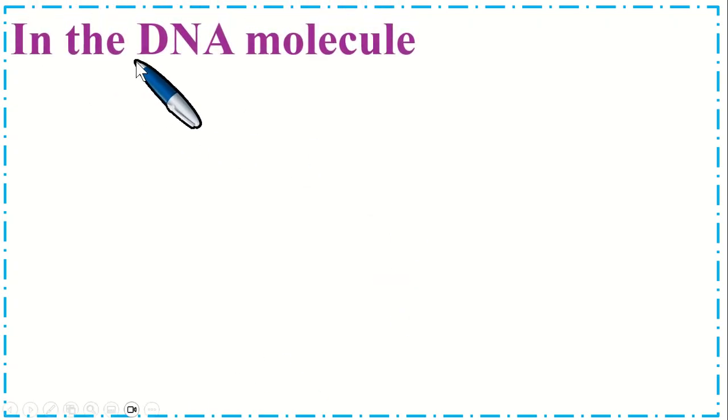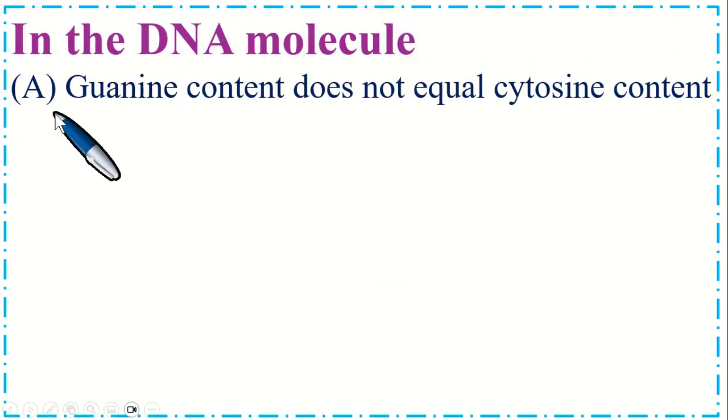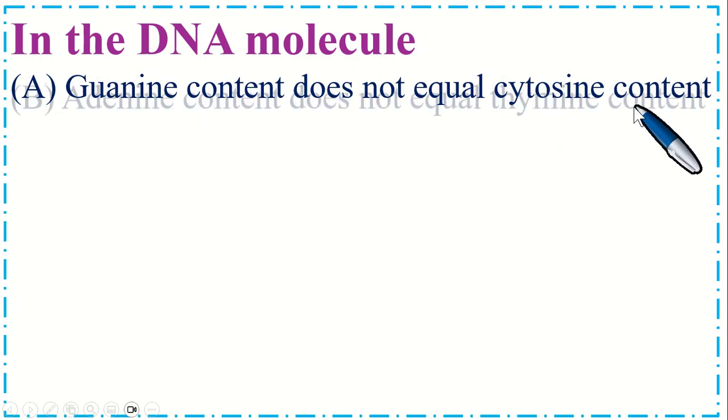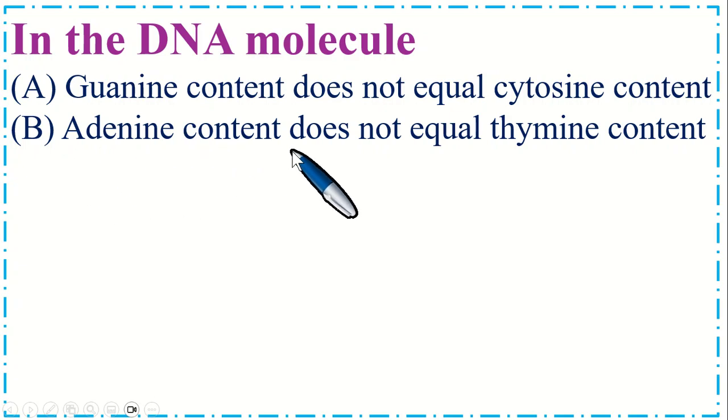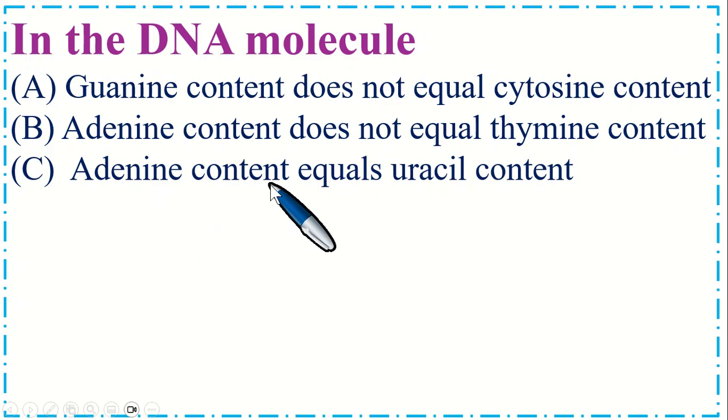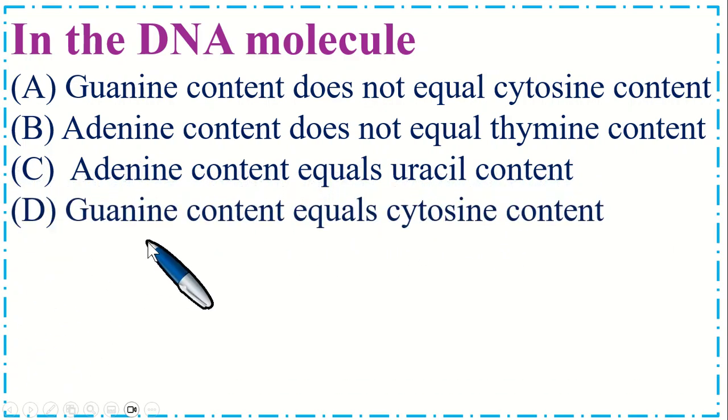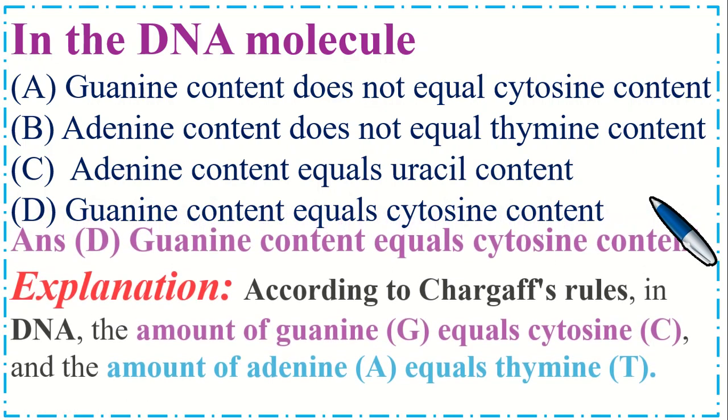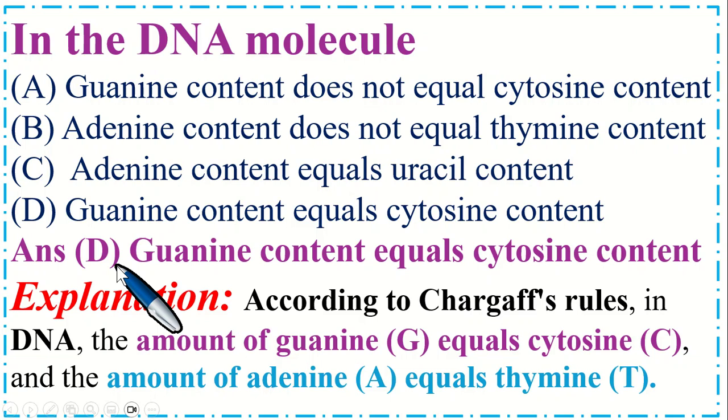In the DNA molecule, option A, guanine content does not equal cytosine content. Option B, adenine content does not equal thymine content. Option C, adenine content equals uracil content. And option D, guanine content equals cytosine content. So the correct option is D. Guanine content equals cytosine content.